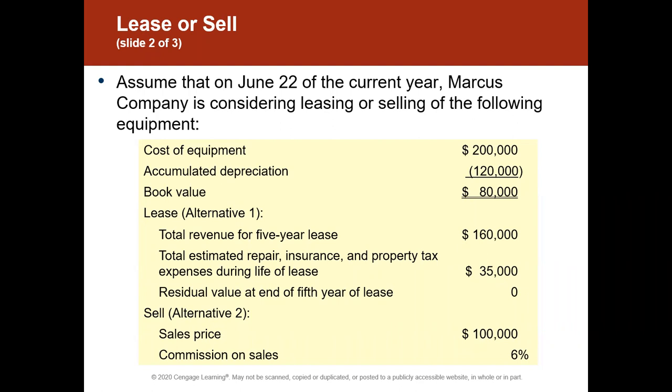So this gives us the cost of the equipment, the accumulated depreciation, the book value. If we lease it, we would get 160,000 revenue over 5 years. We would have expenses of $35,000 over those 5 years. If we sell it, we'll make 100 grand and we'll have to pay a 6% commission. Okay, so that's kind of the idea of how these are laid out.